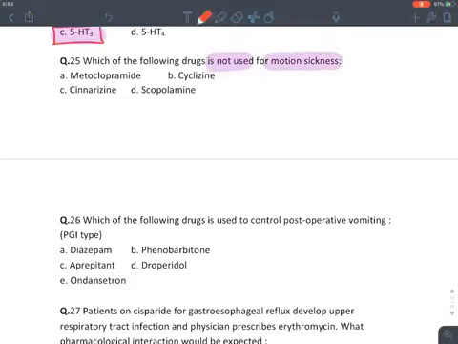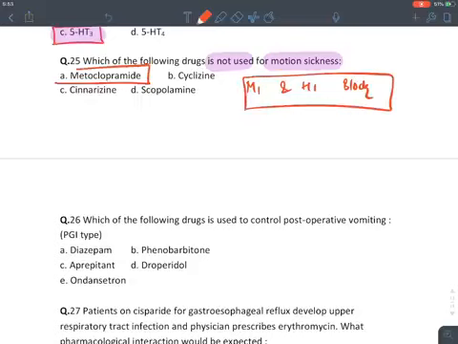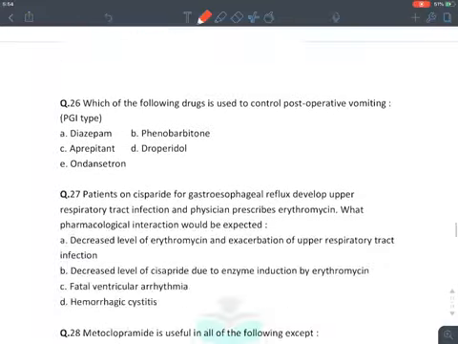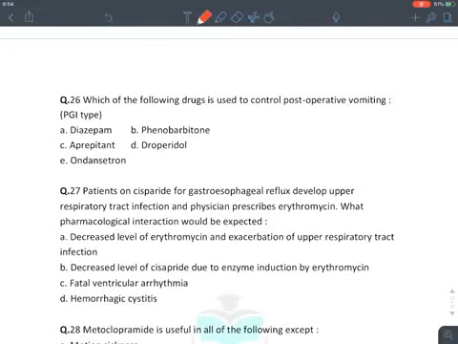Remember, in motion sickness I told you antimuscarinic and antihistaminic drugs that block M1 and H1 receptors. So the answer out here is metoclopramide. Metoclopramide is not used for motion sickness. Cyclizine is an antihistaminic. Cinnarizine again is an antihistaminic. Scopolamine is an antimuscarinic drug.